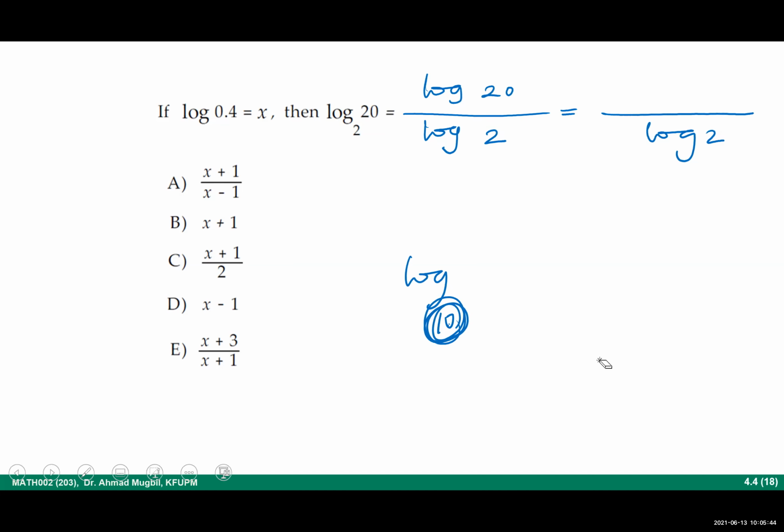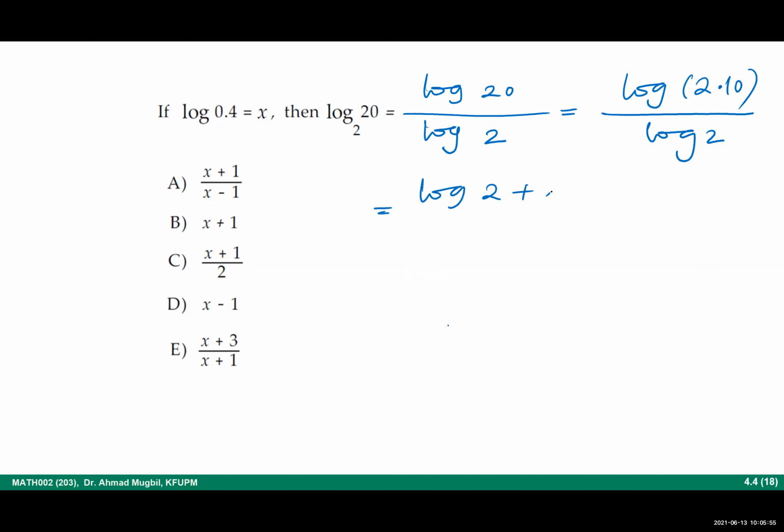So what is 20? 20 is what? It is 2 times 10, which is equal to log 2 plus log 10. We use the product rule. Is that right? Yes. Now this is equal to what?